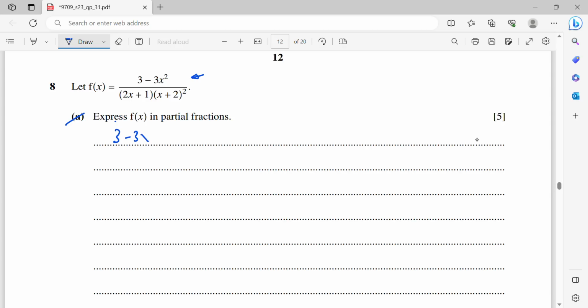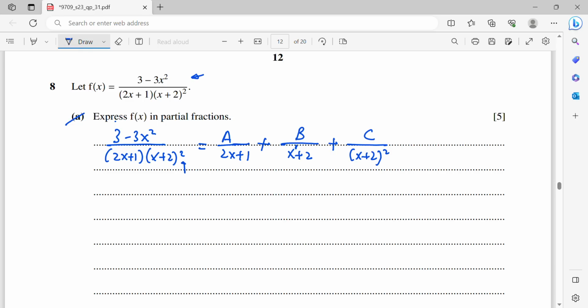So now (3 minus 3x squared) over (2x plus 1)(x plus 2) squared is going to be A over 2x plus 1, because the denominator is a linear factor, 2x plus 1, the x with degree 1. But the second term, this is squared, right? So I will treat this as a repeating factor. When it is a repeating factor, it will be degree 1 for the first factor, followed by degree 2 of the second factor. And when you look at the x plus 2, this is degree 1, which is a linear factor. Therefore, the numerators will be constants B and C. Okay, this will be the general form of partial fractions.